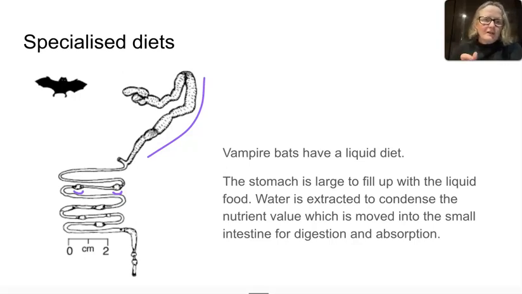So hopefully you'll be able to compare different types of diet and the digestive system and the teeth that are needed to cope with those, as well as being able to differentiate between physical and chemical digestion, absorption, and elimination of wastes.